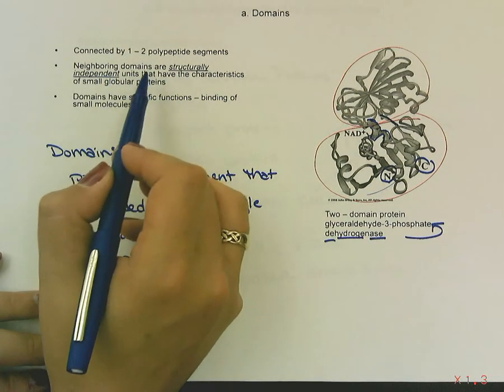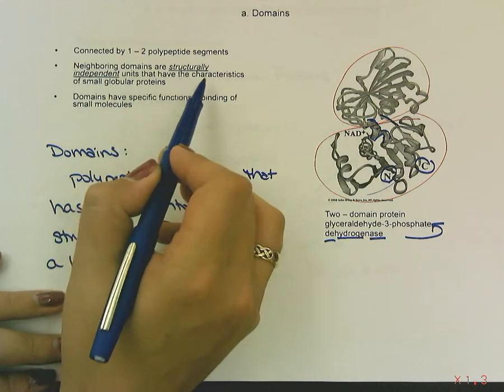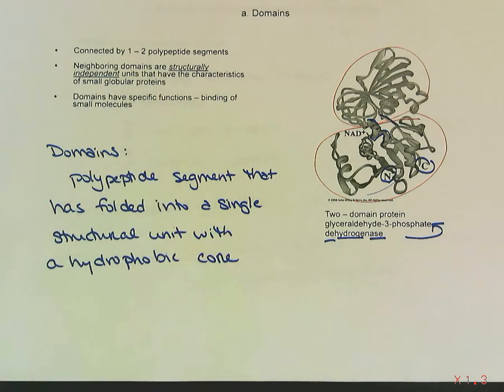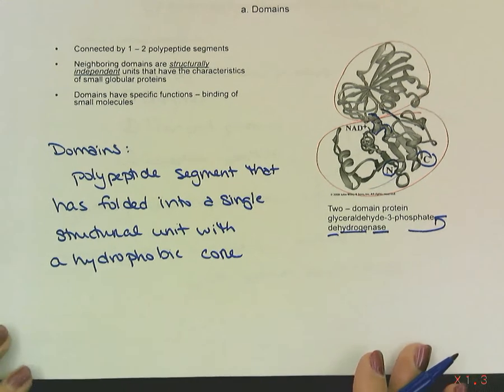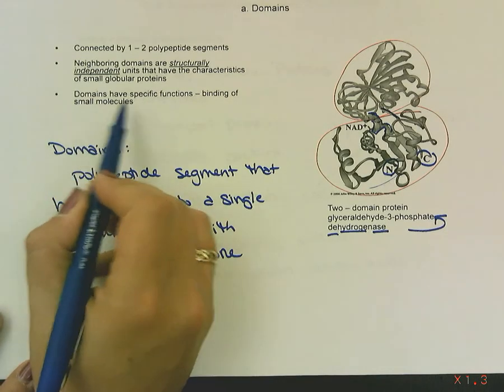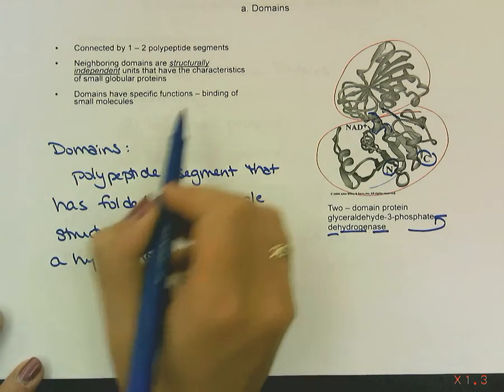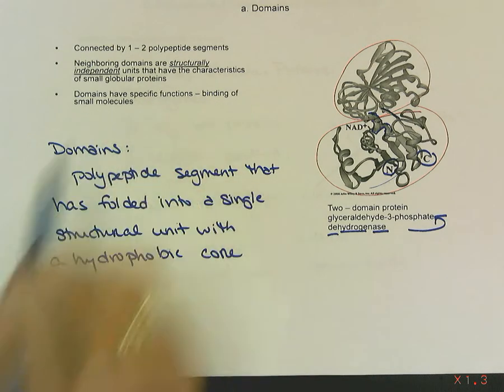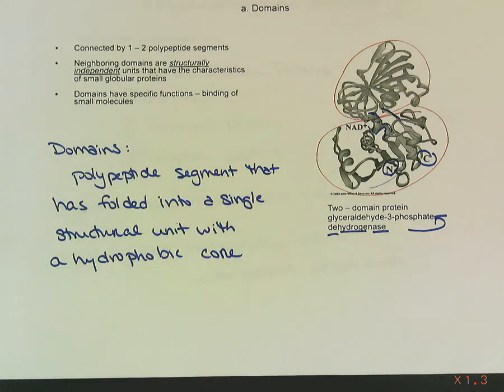So neighboring domains are structurally independent units that have characteristics of small globular proteins. It means each one, if I cut it in half, would look like a globular protein all by itself, with hydrophobics on the inside and hydrophilics on the outside, but they're connected to each other. Each domain usually has a specific function. Typically, that function is binding small molecules. So that's usually where the active enzyme site is, within a domain, not between domains.